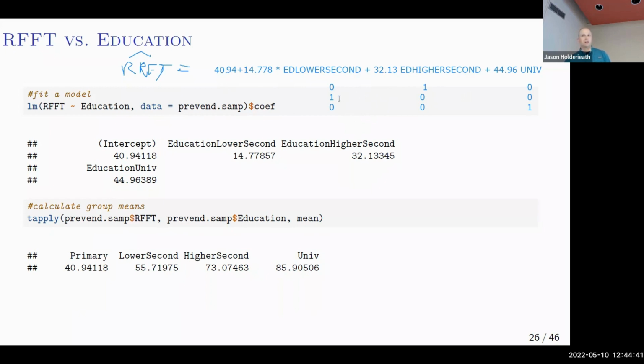Then the next row has a 1 in lower secondary. That was the highest level of education that individual had, and their mean score is 14 points higher than this primary group. And this last row would be somebody who had a university education. Their score is 45 points higher than this base level of 40, so they end up with 85.9.